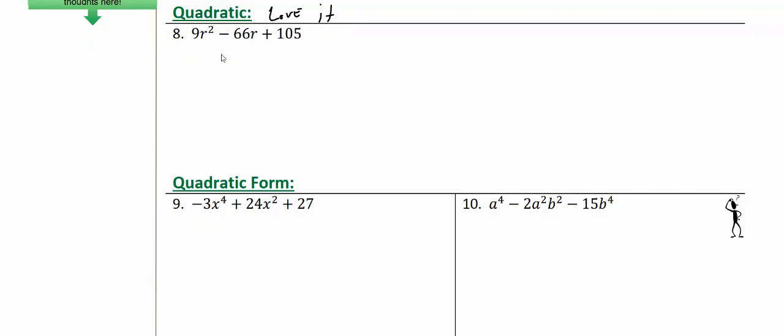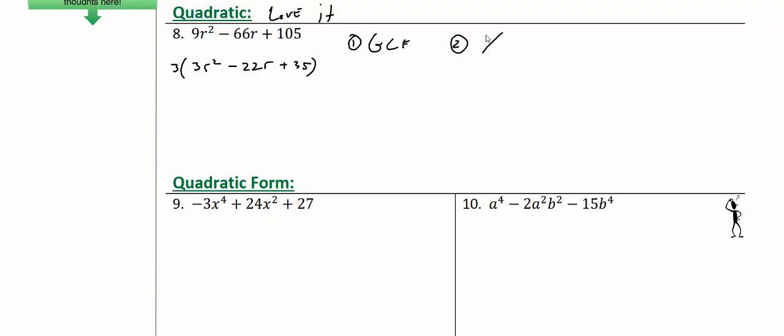The McDonald's one. Quadratic. First thing I have to do is a GCF. If I can pull out a GCF. I cannot because they're not divisible. This is not divisible by 3. Oh, actually, it is divisible. Oh, shoot, never mind, I lied. I can divide them by 3. So let's divide them by 3. That means I took out a 3. I get 3r squared minus 22r plus 35. That works out so much better. You have to do that.